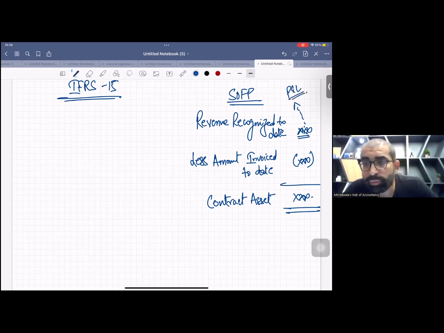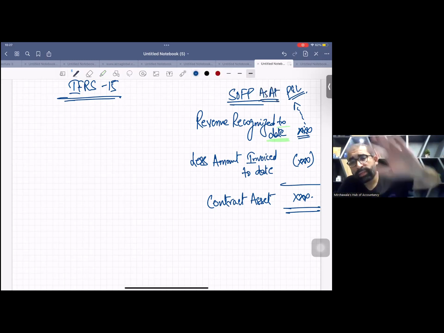But be careful. See the words. It is written revenue recognized to date. To date, because SOFP is always as at. Since your basic level education, we have been teaching you that SOFP is always as at. Remember? So don't forget, it's revenue recognized to date, less amount invoiced to date.